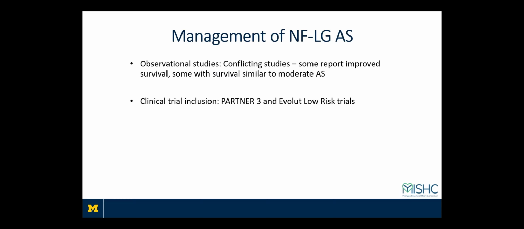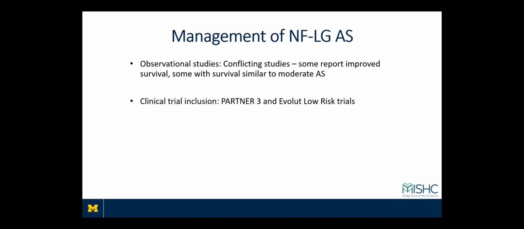Well, then, as clinicians, what do we do with this? How do we manage patients? Observational studies don't really help a whole lot because, despite the European guidelines quoting that prognosis is similar to moderate AS, the studies actually are pretty mixed. Some do demonstrate mortality improvement with aortic valve replacement. Others showed that we should manage similar to moderate AS. So they're a bit conflicting.